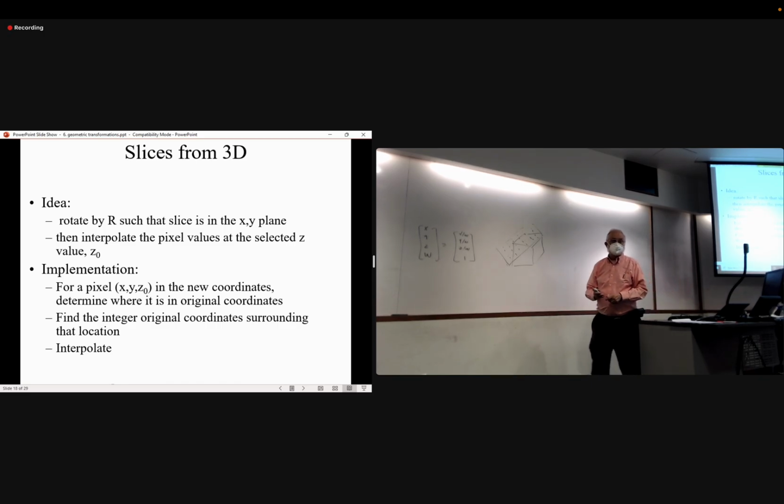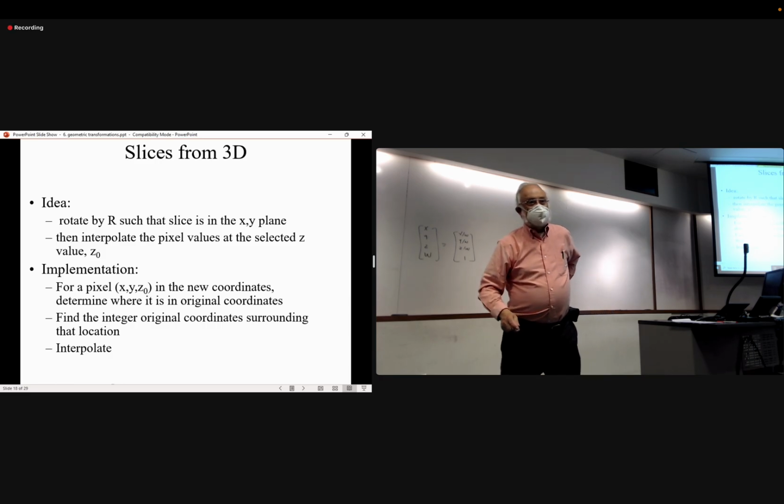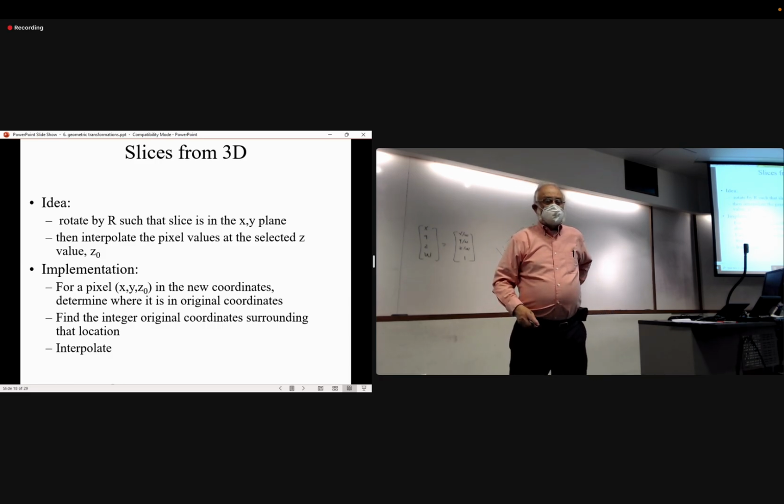By the way, for those of you interested in etymology, the Greek word tomos means slice. So tomography is slice writing, tomography.